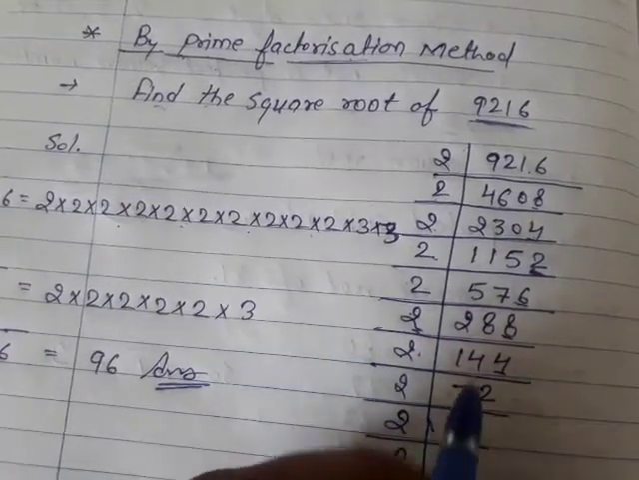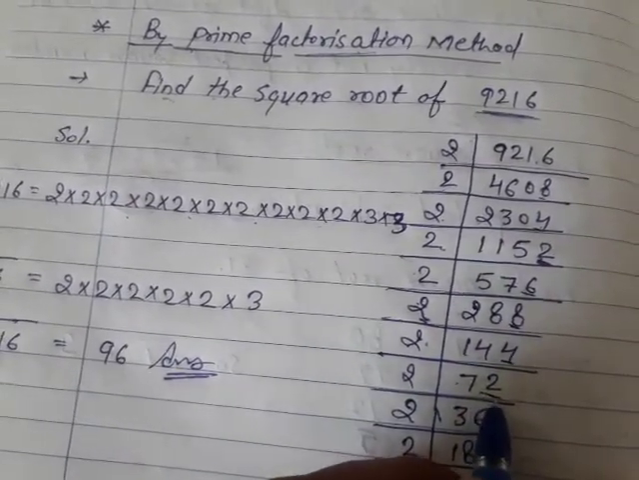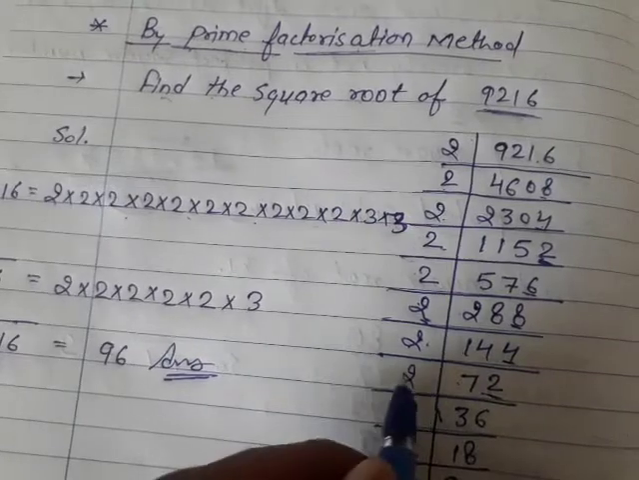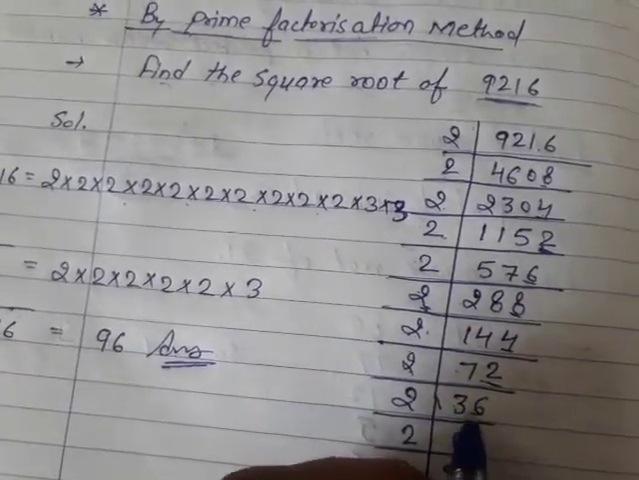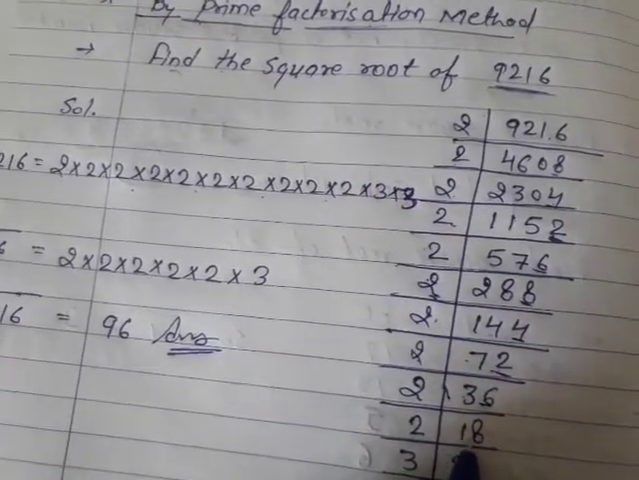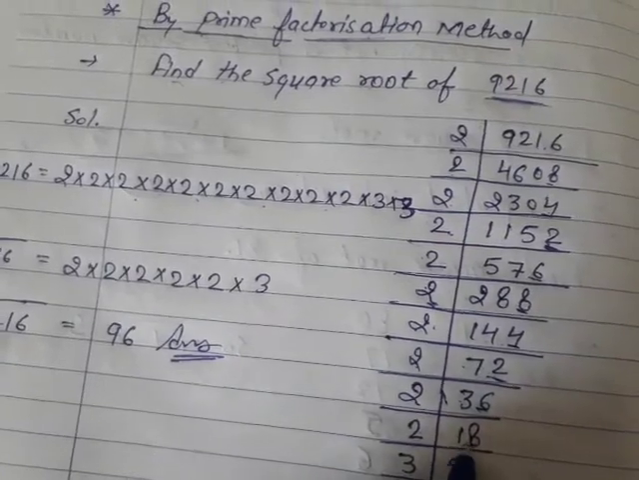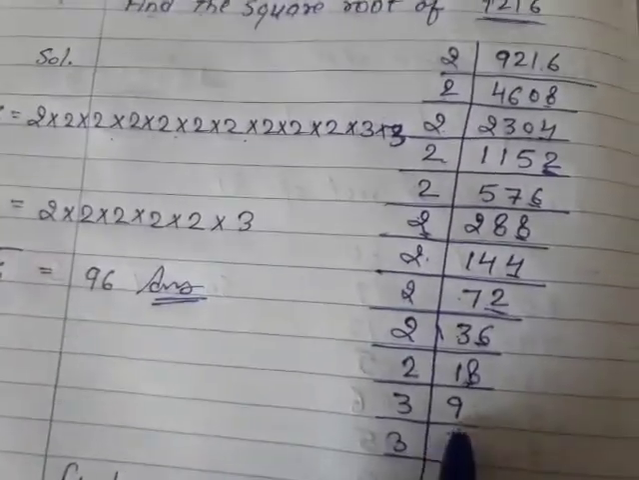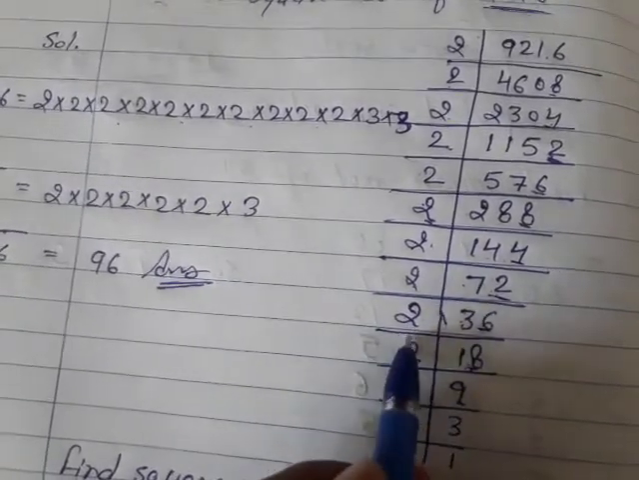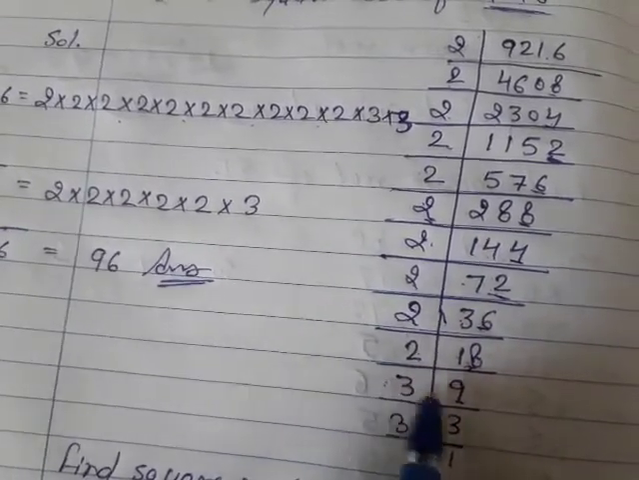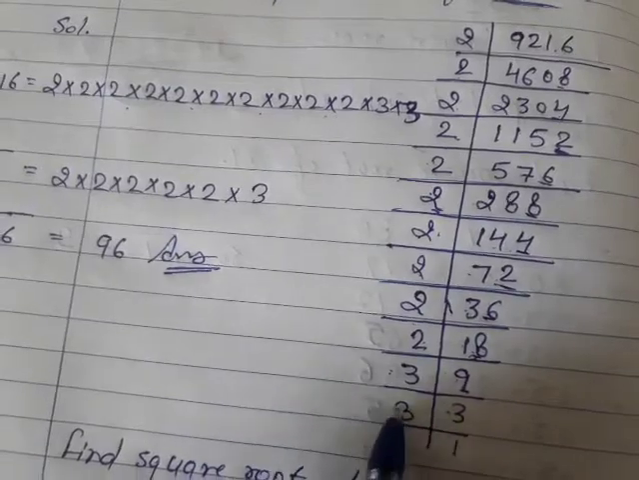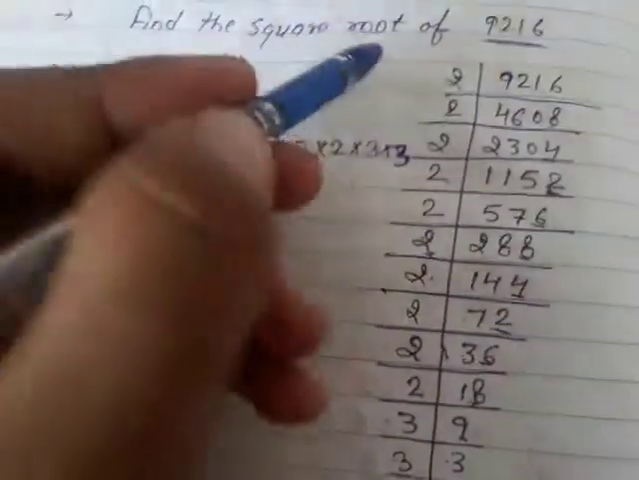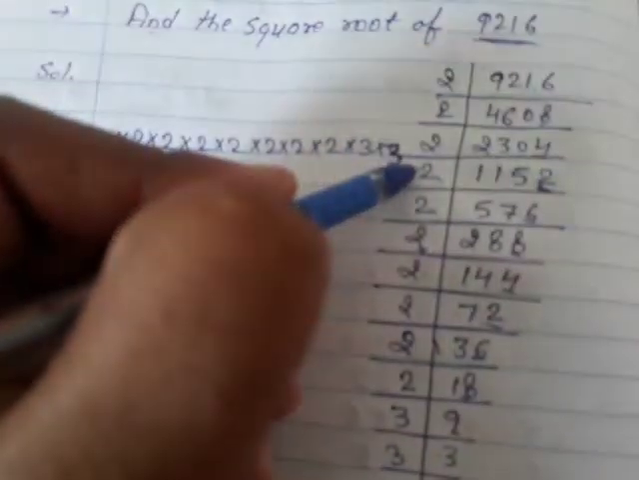72, last digit 2, so it is also divisible by 2. 36, last digit 6, divide by 2. 18, last digit 8, divisible by 2, so divide by 2. 9. Now 9 is not divisible by 2, so what is the next prime number? 3. 9 divided by 3 is 3, and 3 divided by 3 is 1, so we count 1, 2, 3, 4, 5, 6, 7, 8, 9, 10.